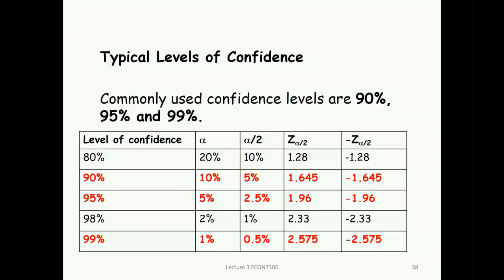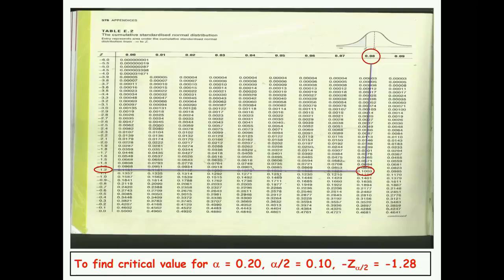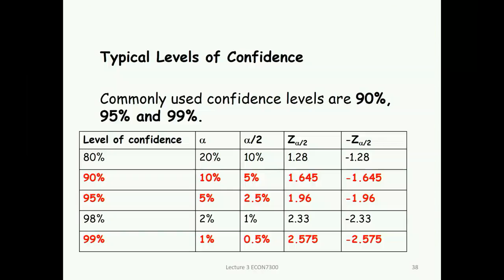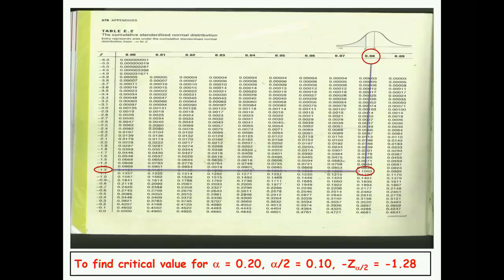Okay, now, if alpha is 0.20, I have 10% to the right and 10% to the left. Which one do you prefer looking up in the table? The left, which is 10%. So I want to find this left value, minus 1.28, for the 10%. So I go to the 10%, then minus 1.28. Once I find the minus, I put the plus also on the other side.